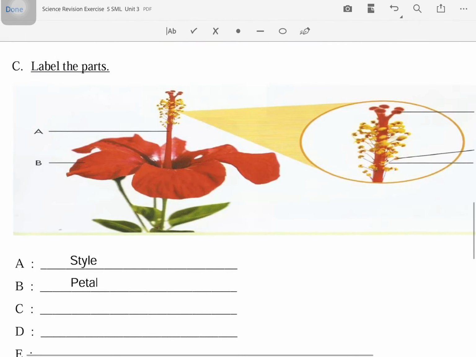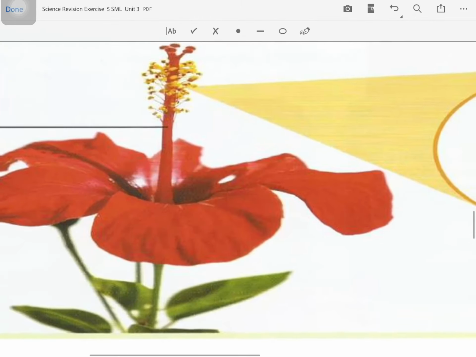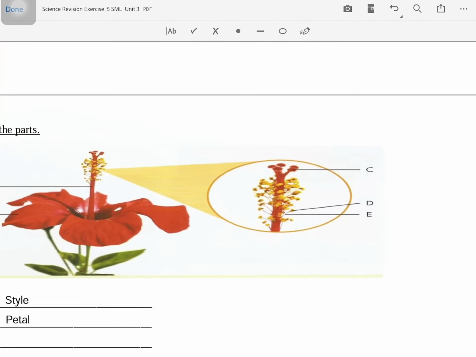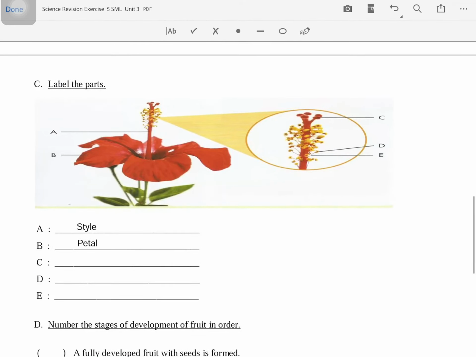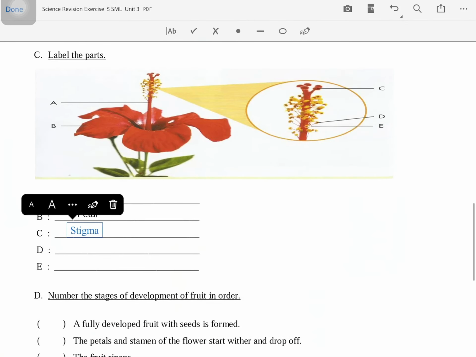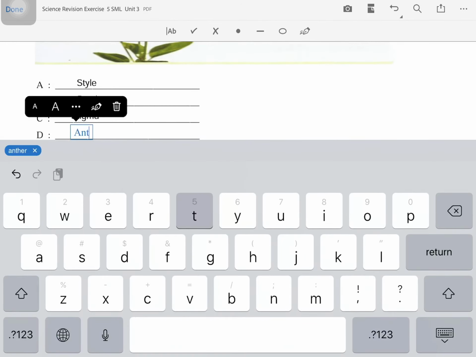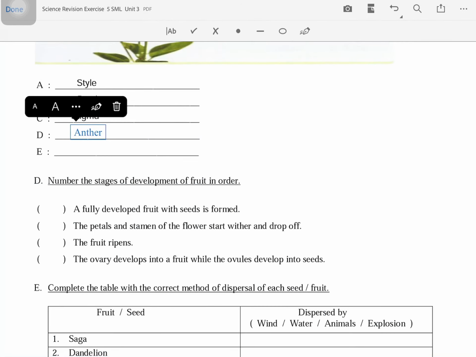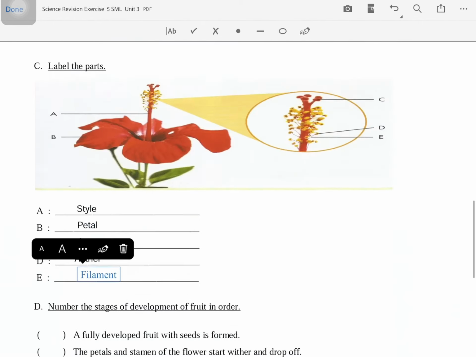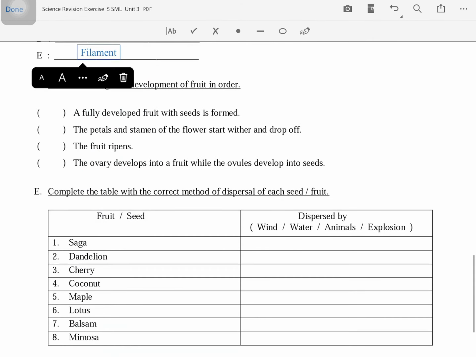Now, part C, where is part C? Part C is within the style, here. So, what is part C called? Part C is called the stigma. And part D, we call it the anther. And part E, we call it the filament. So C, D, E. Filament, yeah.